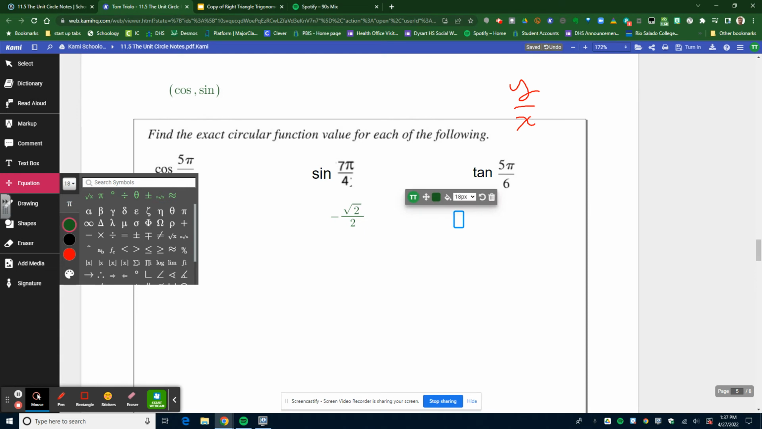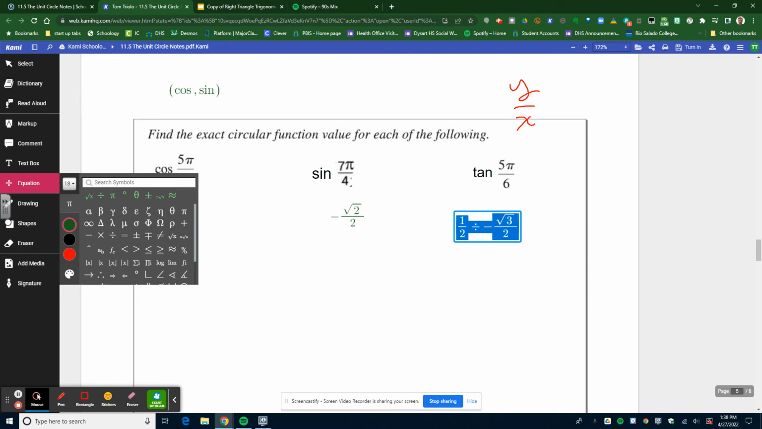Should be positive something, right? Look for 5 pi over 6. What do you see? For the x or y? Y value, because it's y divided by x. 1/2, right? And then we're going to go old school with the division sign. And then the x value should be negative something. Negative square root 3 divided by 2.